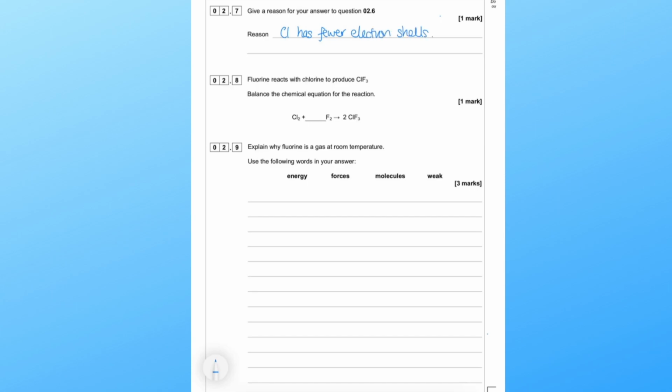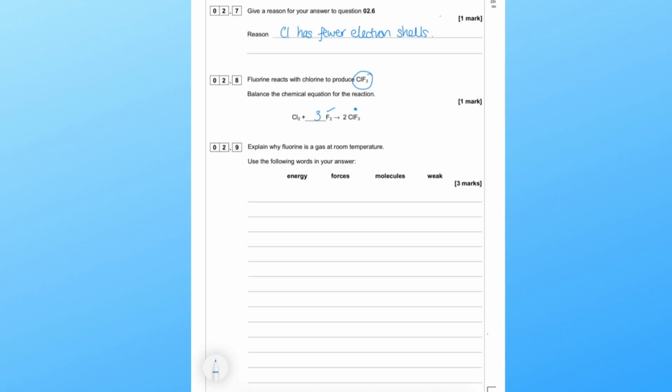Fluorine reacts with chlorine to produce this molecule here, ClF3. Balance the equation for the reaction. So we've got 2 chlorines and 2 chlorines on the product side. We've got 2 fluorines here, and we've got 2 times 3, which is 6 on this side. So therefore, to get 6 fluorines on this side, we're going to have to do 3 times F2, which balances that out.